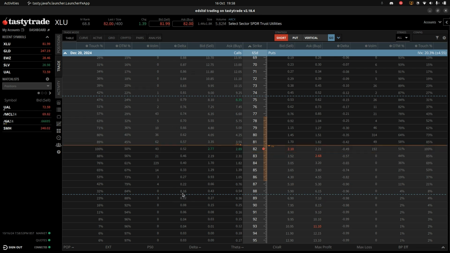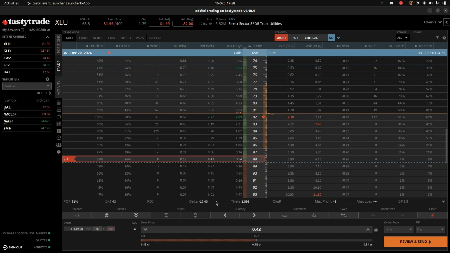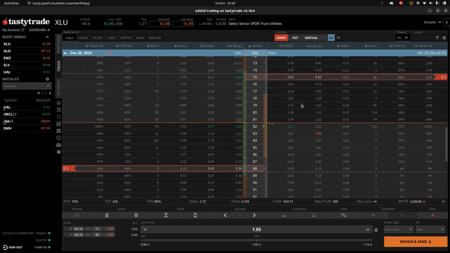So if you look at the delta column here, we've got a 16 delta, which is perfect at the 88 strike. And on the put side, we have a 15 and 17 delta. Either one would be fine. Let's just go with the 15 delta at the 75 strike. And as you can see here, these red bars represent the contracts that we're going to be selling, and they are sitting very nicely outside of the expected move.